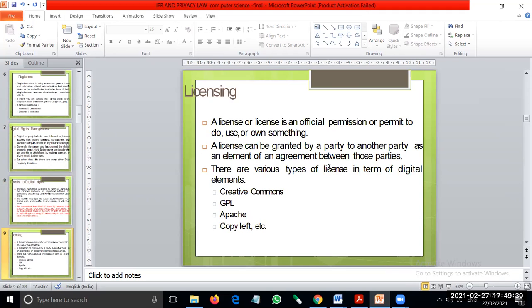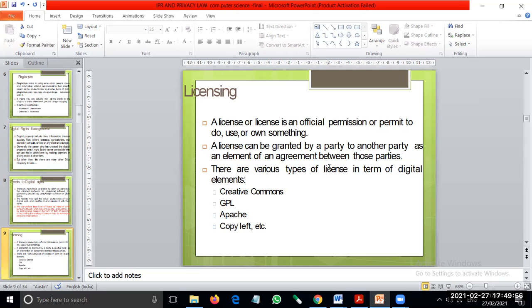Now we talk about license. A license is an official permission to do, use or own something. License plays a very important role. You are an authorized person when you are using any software. जब आप कोई software use करते हो तो वो एक authorized हो गया.